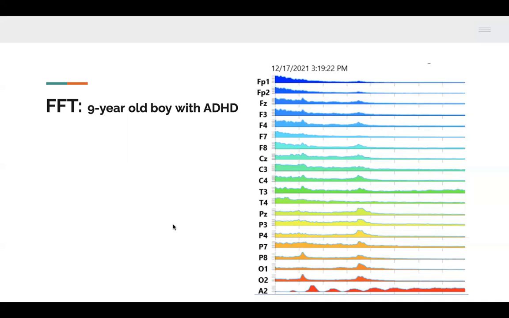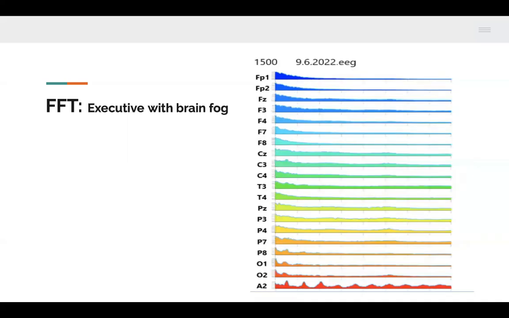Let's go to another example. This is someone we just did recently. And so this is an executive and quite high functioning. And what it looks like is a smeared, diffuse pattern. But look at it carefully. Once again, look at O1, O2. Do you see any type of band there?